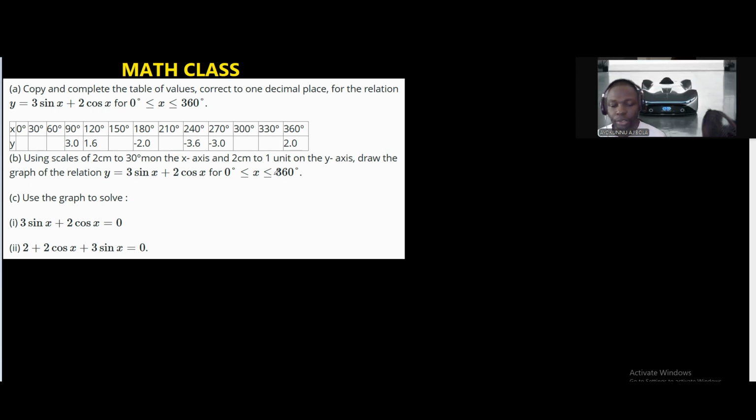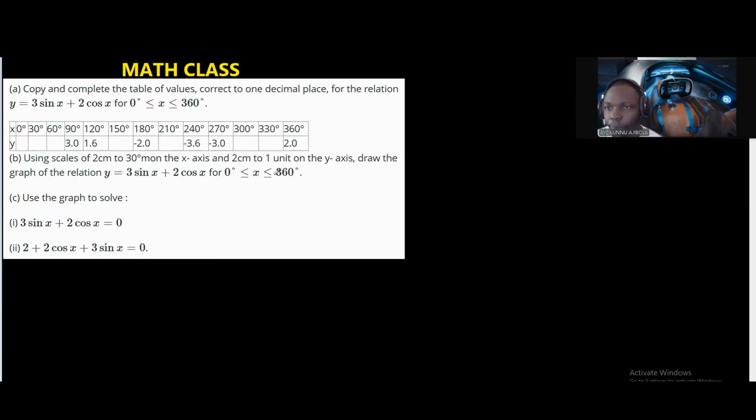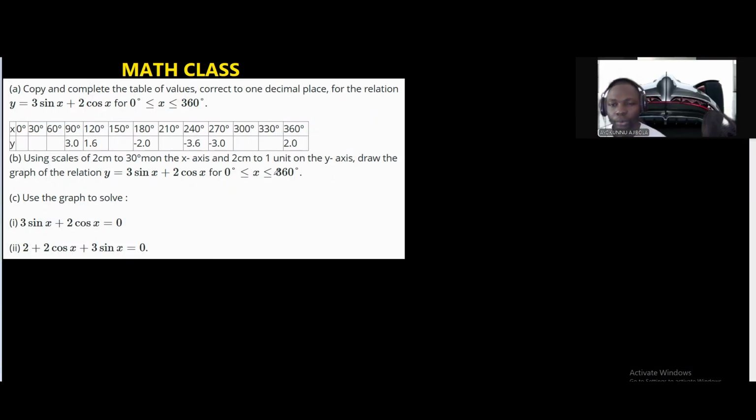So we have this question to look at. It's an equation of a graph. It says copy and complete the table of values correct to one decimal place for the relation y equal to 3 sine x plus 2 cos x for the values of x ranging from 0 degrees to 360 degrees. So to do this, we're just simply going to follow the equation to find each and every value, okay? Yes, sir. And some of the values have been found for us, so we just have to fill the rest.